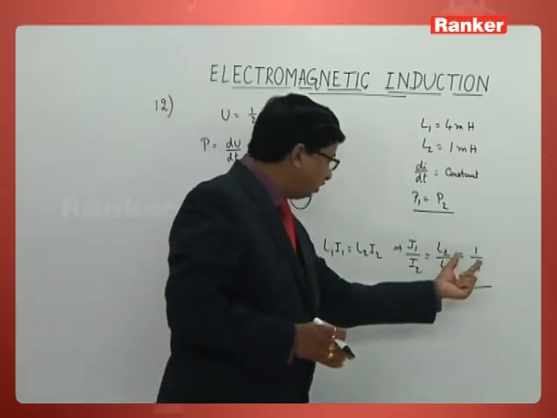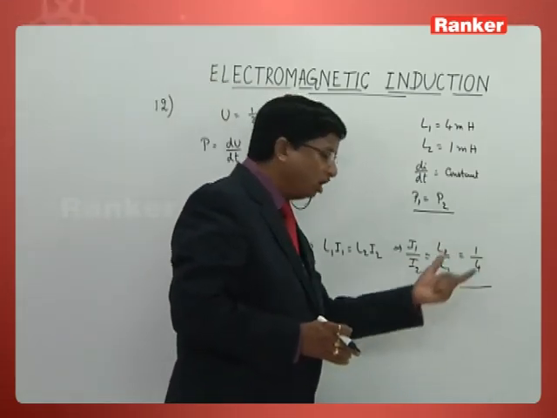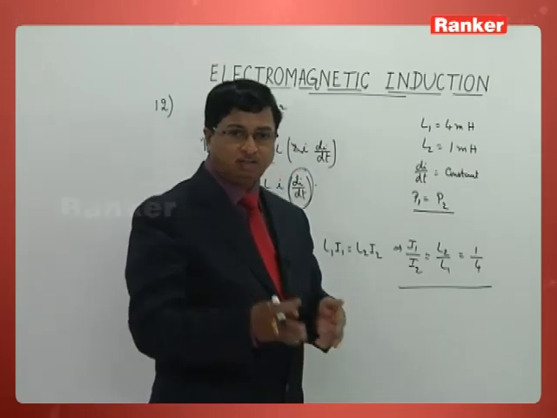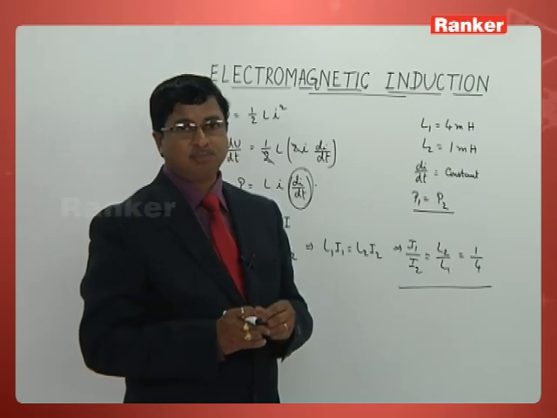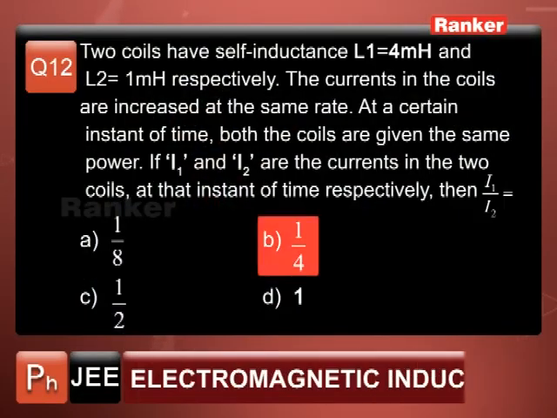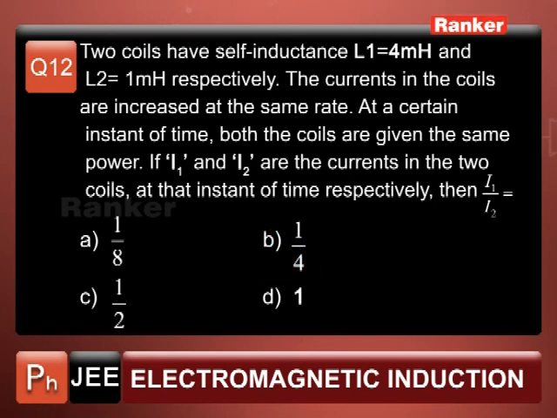So this particular answer that we have got now is exactly the same as given in the second option of the question. So what is the correct answer for that? The answer now becomes B, that is 1 over 4 or 1 by 4 is I1 by I2. That is question number 12 that has been mentioned here.